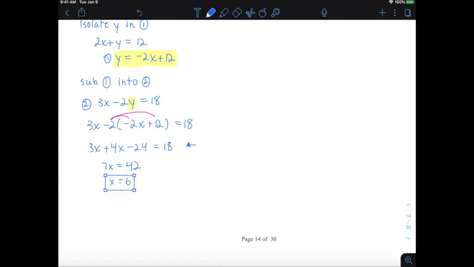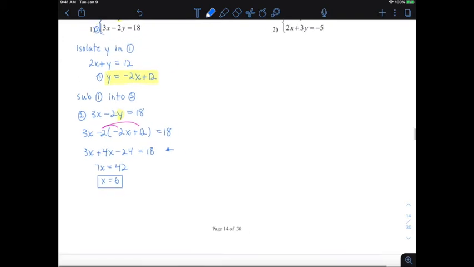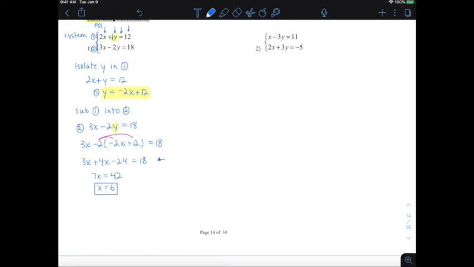Now, if I told you that the point of intersection here was x equals 6, well, you should be telling me that that doesn't make sense, right?